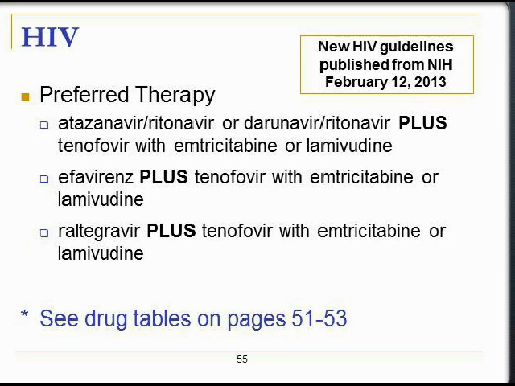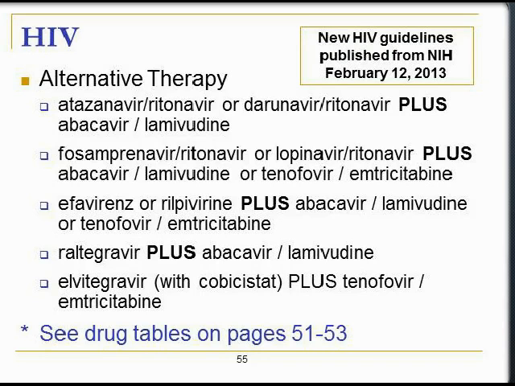So one of those agents, a boosted protease inhibitor, specifically atazanavir or darunavir, or a non-nuc, specifically efavirenz, or an integrase inhibitor, specifically raltegravir, with that combination tenofovir and emtricitabine. Now, there are alternate therapies, but really you should start with one of the preferred therapies and only move to the alternative therapy if the patient cannot tolerate one of the preferred or for some reason can't take any of the preferred therapies, which is pretty rare.